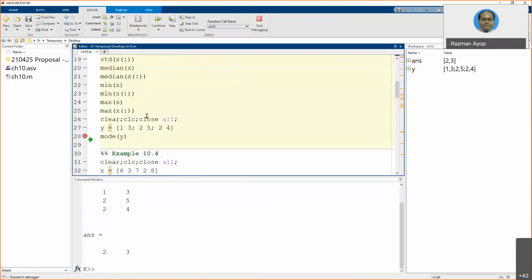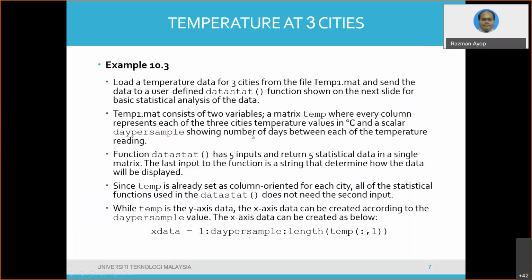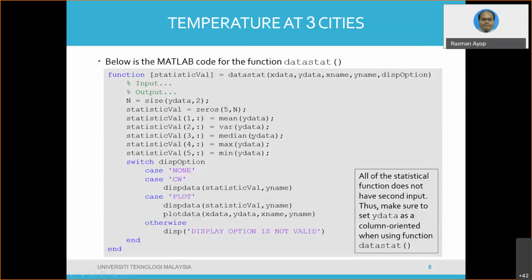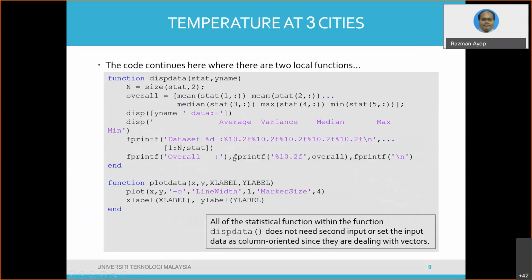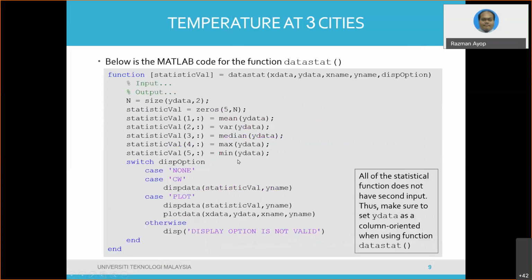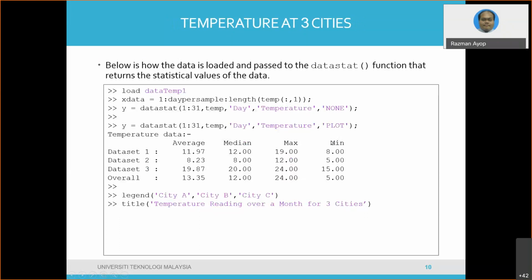That is example 10.3. Basically, it's just to show you the meaning of mean, variance, median, max, and min. You don't need to understand this in depth because I don't have the data. If you have the data, it is much easier. This is the result.